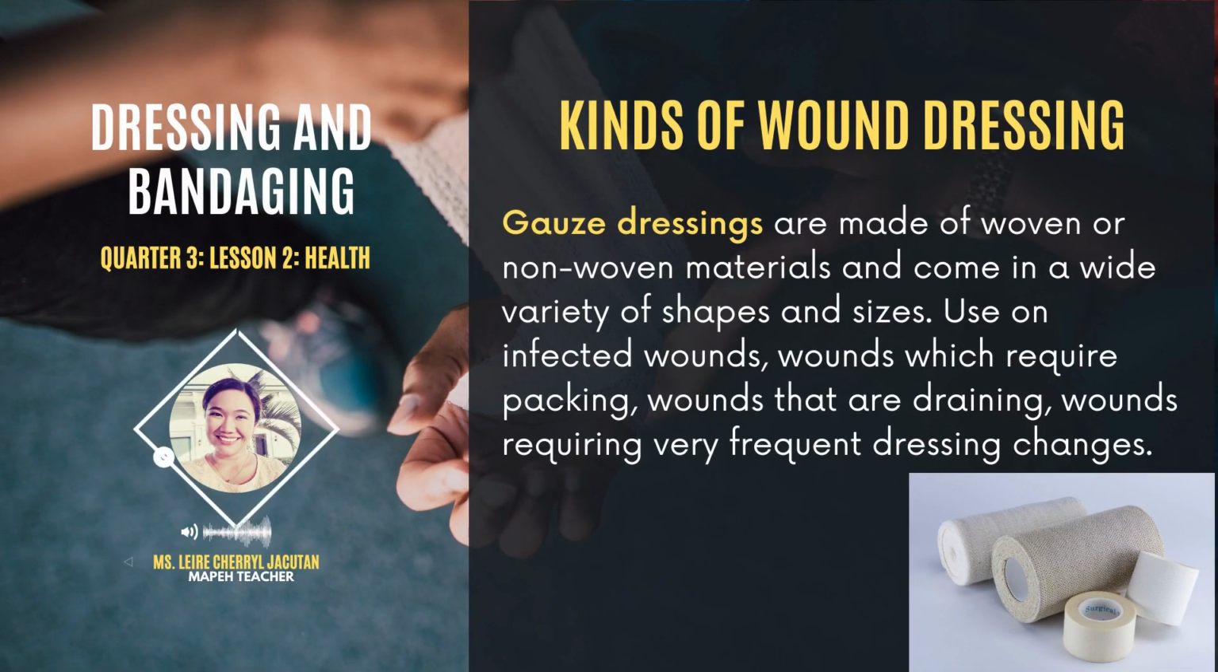There are also different kinds of wound dressing. Number 1 is what we call gauze dressing. These are made of woven or non-woven materials and come in a wide variety of shapes and sizes. Used on infected wounds, wounds which require packing, wounds that are draining, wounds requiring very frequent dressing changes.